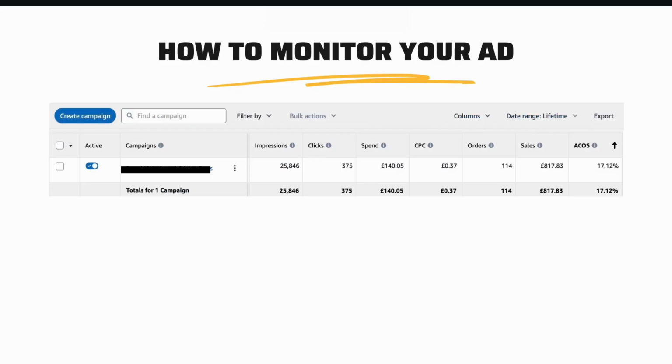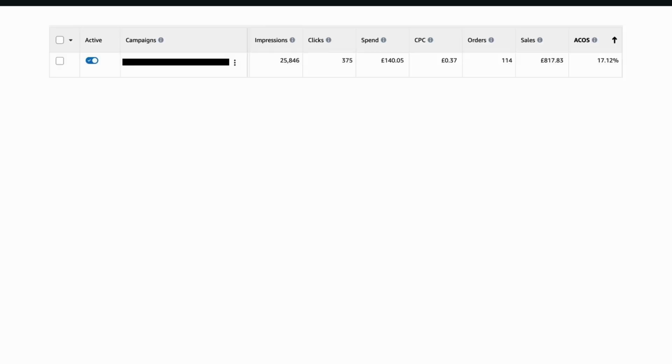And the reason I recommend you select these is because they tell you so much about what's actually going on with your ads. So I'm going to go through each of these ones individually and explain exactly what they mean and how you can monitor them. I'm going to walk through each of these individual metrics one by one.